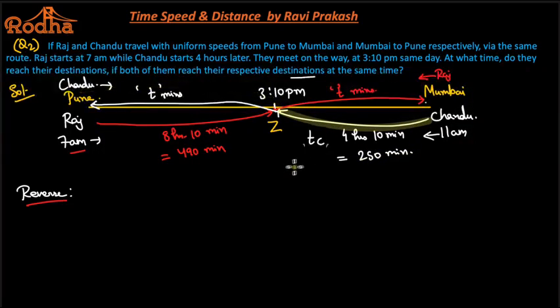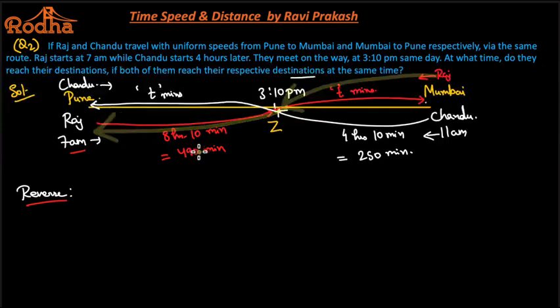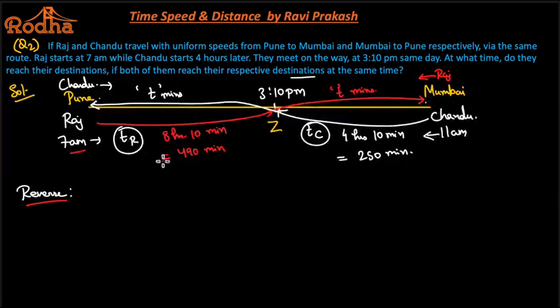Okay, same thing for Raj. Raj started from this point, reached here in t minutes, and after that Raj will take 490 minutes more. Correct. So now I can directly use that. I can say that this part is actually the time taken by Chandu, TC, and the time taken by Raj, TR. So I can say that t will be equal to the square root of TA into TR.